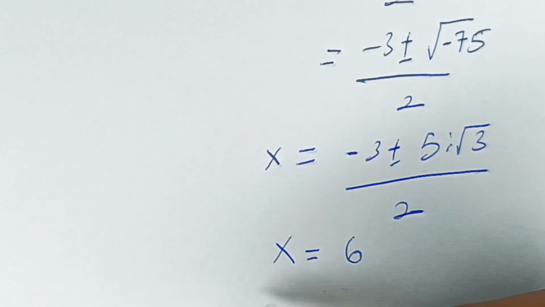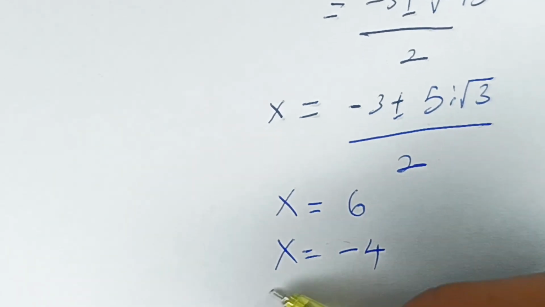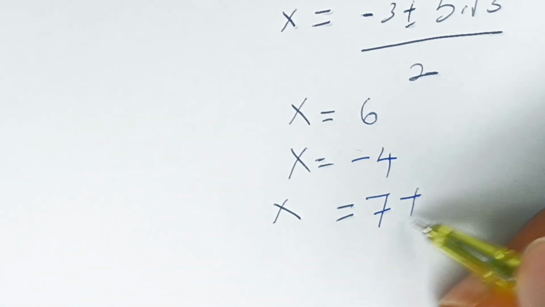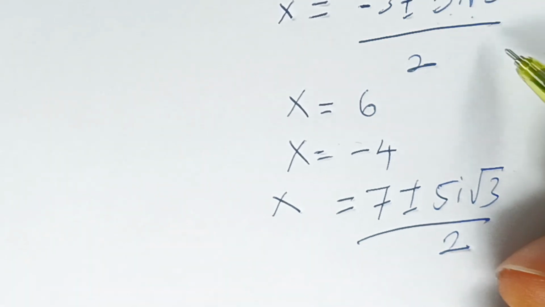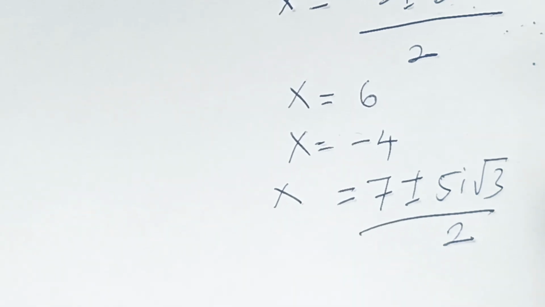So all the answers for x are: x = 6, x = −4, x = (7 ± 5i√3) / 2, and x = (−3 ± 5i√3) / 2. So thanks for watching, guys. See you guys in the next video.